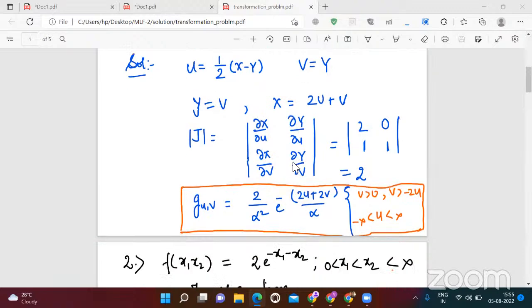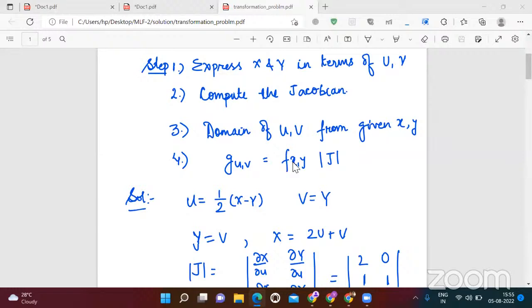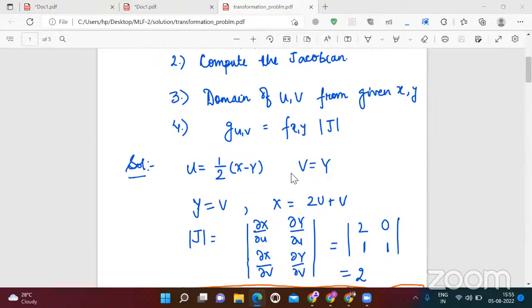So the Jacobian you can calculate in this way, and the basic formula for the transformed random variable is that you just write the same PDF and multiply with the Jacobian, and wherever you have x and y, just replace it with u and v. Because you are writing the probability density function in the form of u and v, you replace x and y accordingly, and you need to see for which u and v this PDF has been defined.